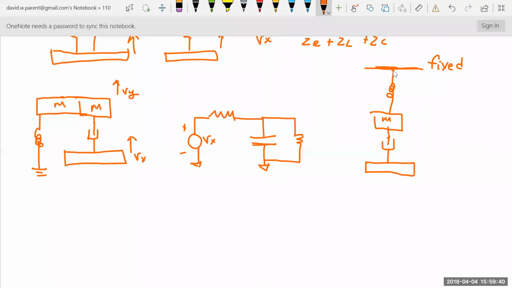So let's say we have something connected to this platform that is moving. There's a damper, there's a mass, there's a spring, and one end of that spring is tied to the roof. Well, it's the same thing. The roof doesn't move, so it's the same thing as having this spring tied here, and you would get the same circuit.